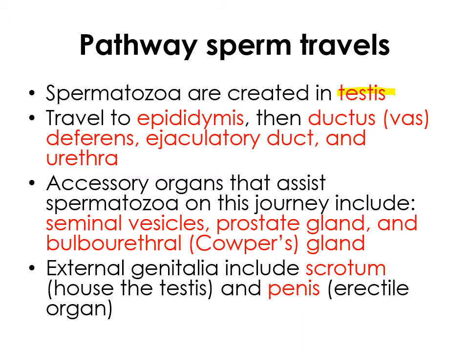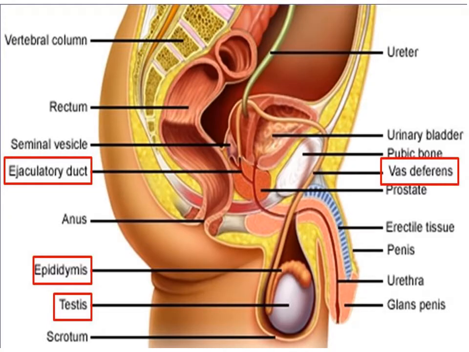And the external genitalia includes the scrotum, which houses the testes, and the penis, which is the erectile organ. So this is the ejaculatory duct, the vas deferens, the epididymis, and the testes.